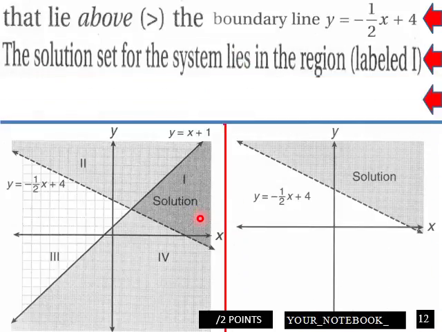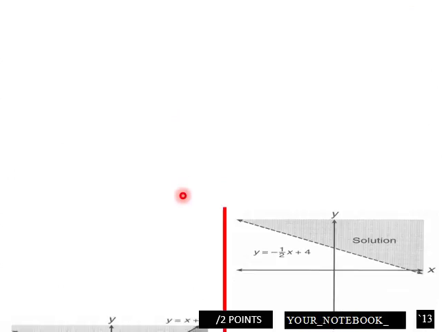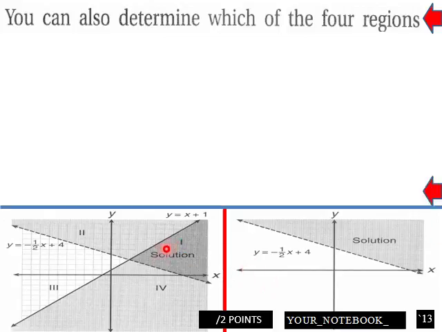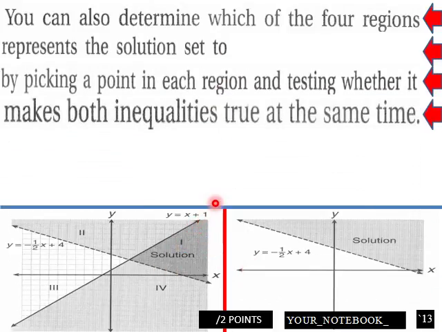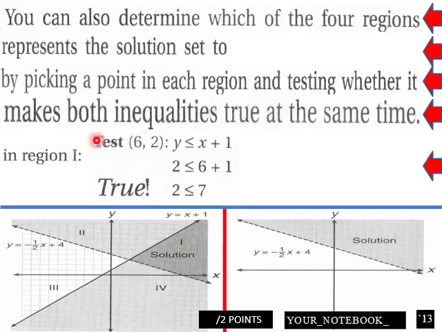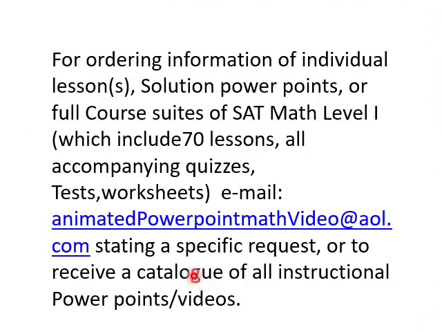When you blend these two solutions together, here's the solution for that system of inequalities, where the two solutions overlap. You can also determine which of the four regions represents the solution set by picking a point in each region and testing whether it makes both inequalities true. So we test the point 6,2. It is true for this inequality, and true for the other one as well. So this would be the solution.